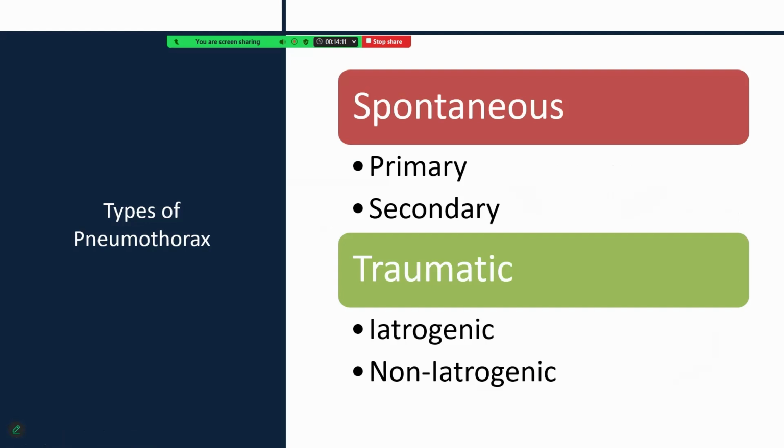Pneumothorax can be spontaneous, which means that it occurs without any obvious cause, or it can be due to trauma. Spontaneous pneumothorax can occur in normal, healthy, young people, when it is called primary, and it can occur in those who have respiratory disease like COPD or interstitial lung disease, then it is called secondary pneumothorax. Traumatic pneumothorax can occur due to trauma like a road traffic accident, or after some iatrogenic procedures like central venous line or pacemaker insertion.